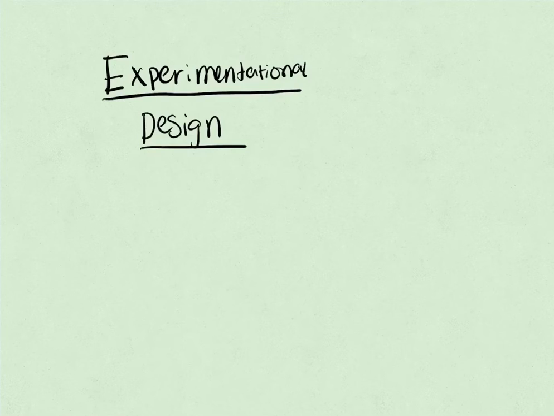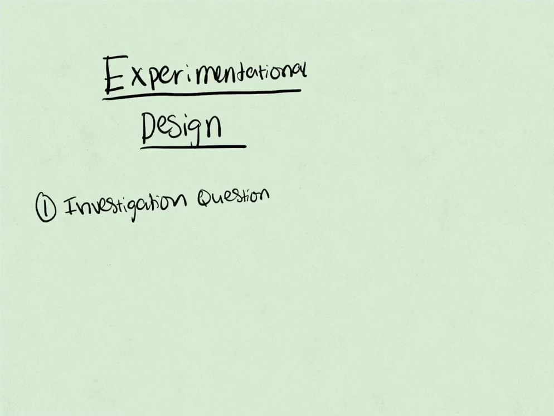The components of a lab must include the investigation question. This question is what is trying to be investigated or what is trying to be found via this experiment. It's more or less the purpose of the experiment, and it should technically guide the whole experiment by itself.